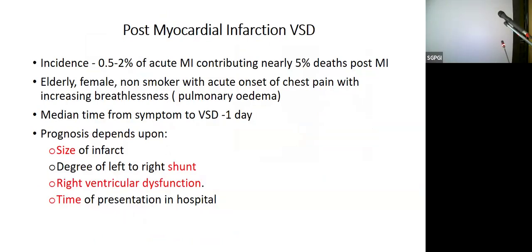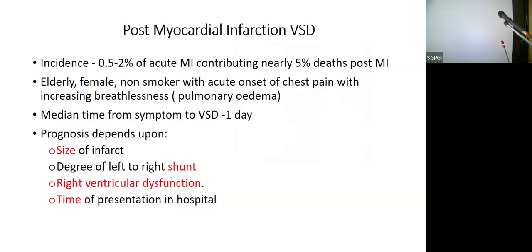Next category is post-myocardial infarct VSD. Now, post-myocardial infarct, major mechanical complications include post-myocardial infarct VSD, mitral regurgitation, and free wall rupture. So VSD presents in 0.5 to 2% of total acute MI, while it contributes to 5% of total deaths in post-MI. It includes elderly female, non-smoker.